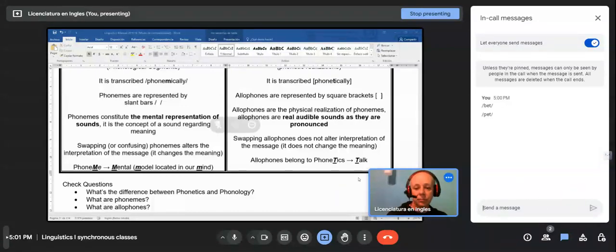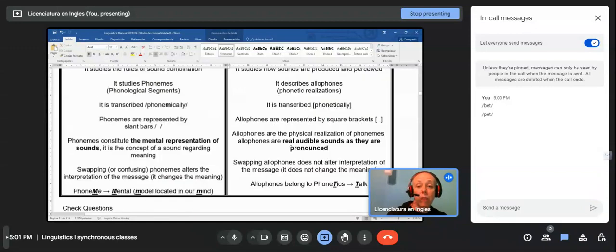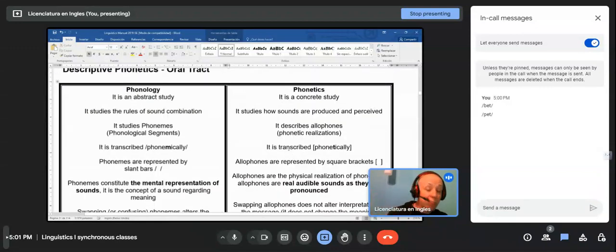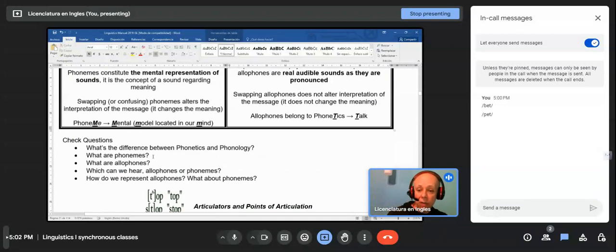Okay, very good. And here we have some check questions. What is the difference between phonetics and phonology? Well, phonology is abstract, is part of grammar, is prescriptive, studies rules of sound combination. Phonetics is part of linguistics, is descriptive, is about concrete sounds. It studies real physical sounds as they are produced. What are phonemes? Phonemes are a mental representation of sounds. What are allophones? Sound variations, actual physical sound variations.